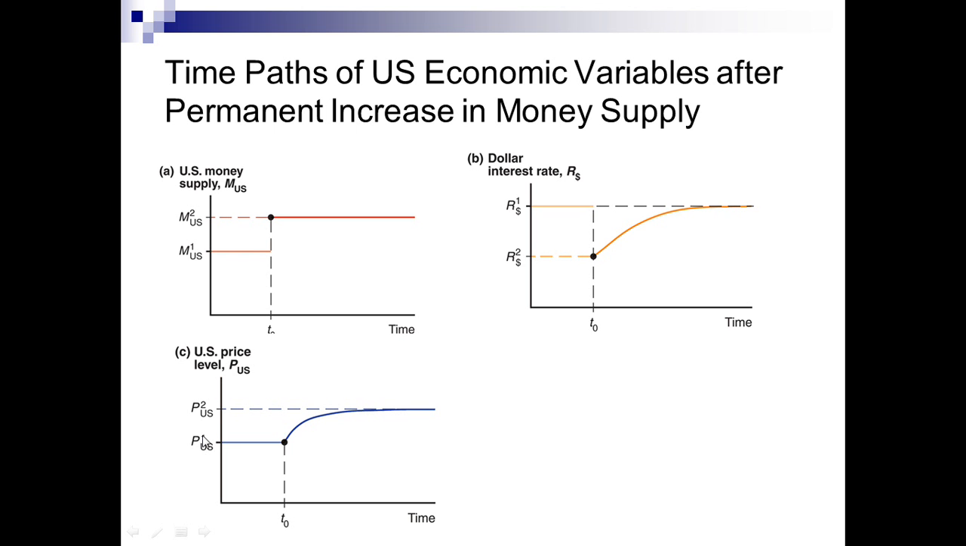For the US price level, we start at P1 and we go along at T0. We don't have an immediate change in the price level because of sticky wages. Because of these contractual agreements we have, we can't immediately change prices. So what we see is a gradual increase in the price level after the permanent increase in the money supply. And eventually, once prices fully adjust, then we end up at P2.